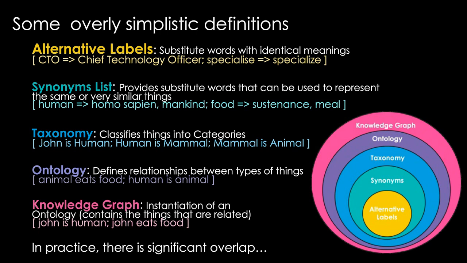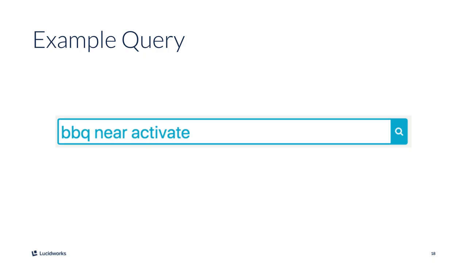Speaking of ontologies, that defines the relationships between types of things, between the Thames and London Bridge, for example, or back to our animals analogy, animals eat food and humans are animals. And then finally, the knowledge graph. The knowledge graph is an instantiation of an ontology, and it contains the things that are related and describes those relationships. For example, John is a human, and John eats food. Okay, with those definitions out of the way, let's go to an example query, and let's talk about how knowledge graphs can be used to expand this query.